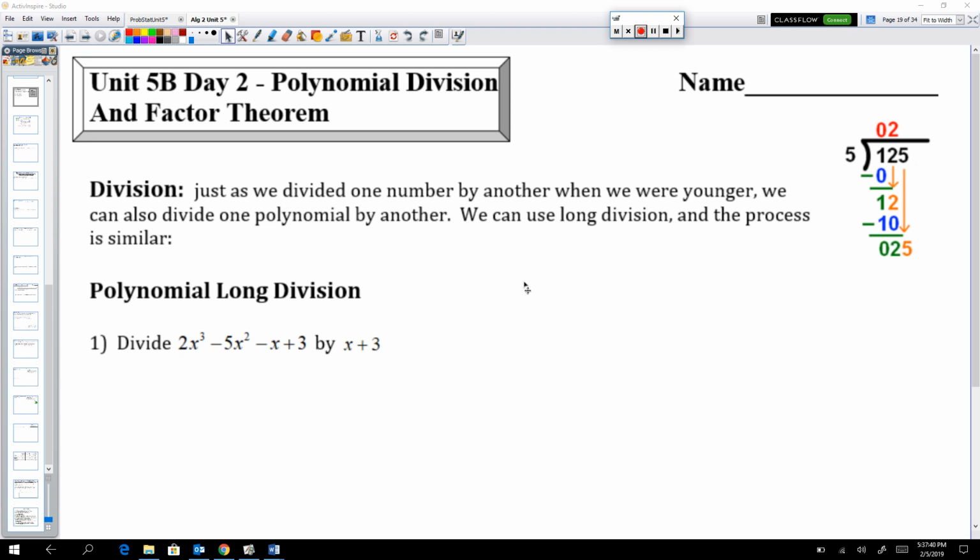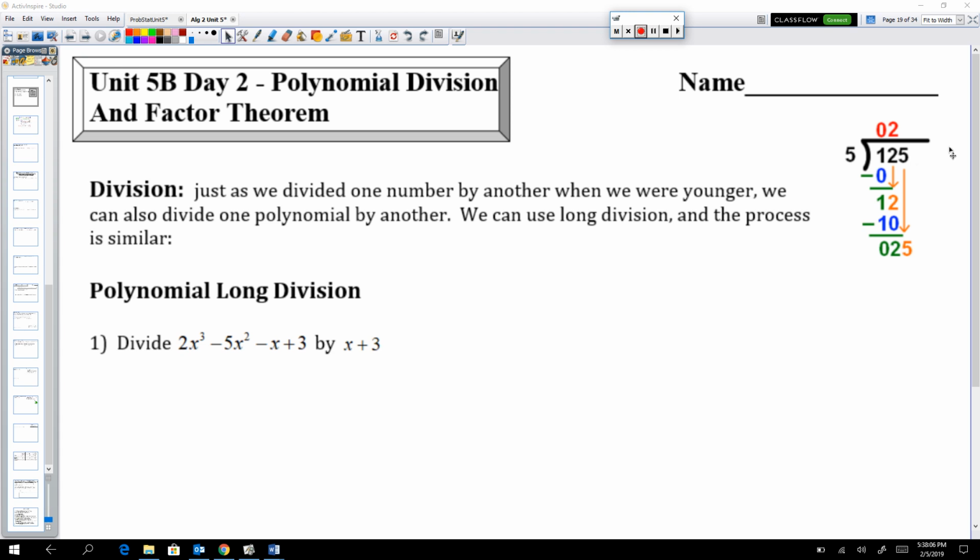Today we'll make use of our synthetic substitution and use that technique to show polynomial division. First, we're going to show you polynomial long division so that you can see the basis for this, and then we'll use synthetic for the rest of the day. So polynomial long division is a lot like long division that we learned when we were in elementary school, okay? So let's take a look at the problem we have off to the right here.